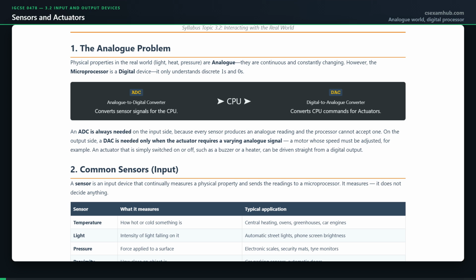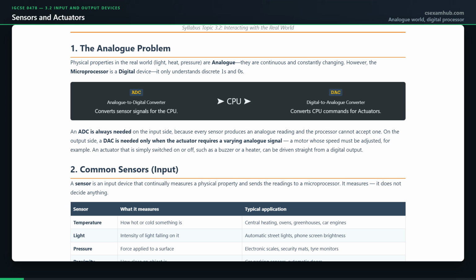This lesson joins the two halves of the section together. We have covered devices that put data in and devices that put results out. Sensors and actuators are the pair that let a computer interact with the physical world directly, with no person involved at all. And there is one obstacle to that, which everything else in this lesson works around.